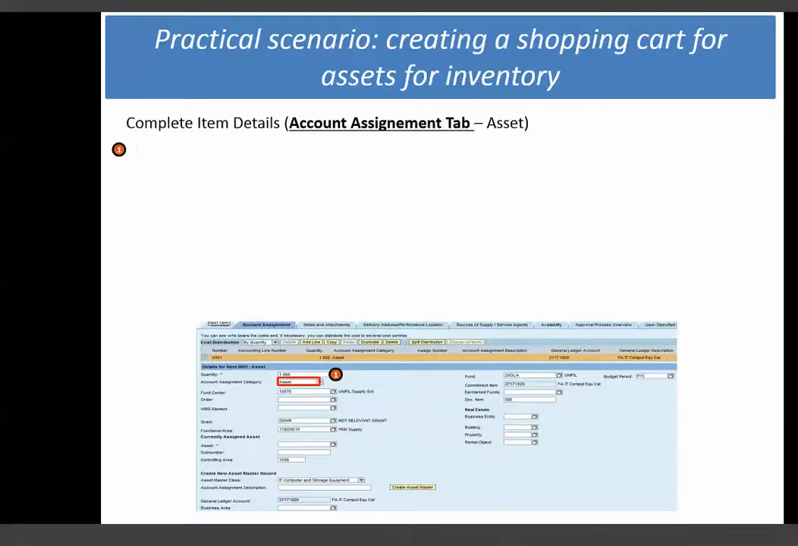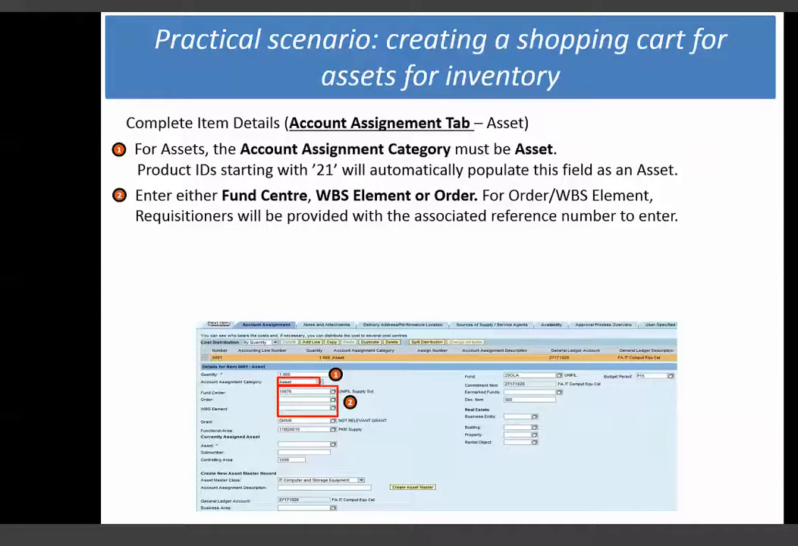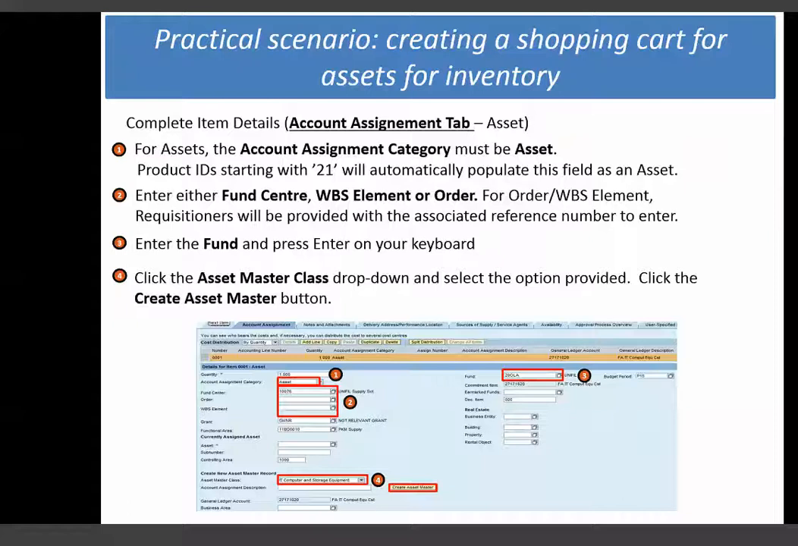We have different tabs. In the account assignment tab, the account assignment category is defaulted to asset, and then we need to insert the fund center, project, or internal order that will be funding this asset. If it's an order or WBS element, you usually are informed about the number that you have to insert. Then you need to insert the fund and the budget period. It's not defaulted as in the other product IDs. And then finally, you need to select the asset master class and create a unique asset master record.